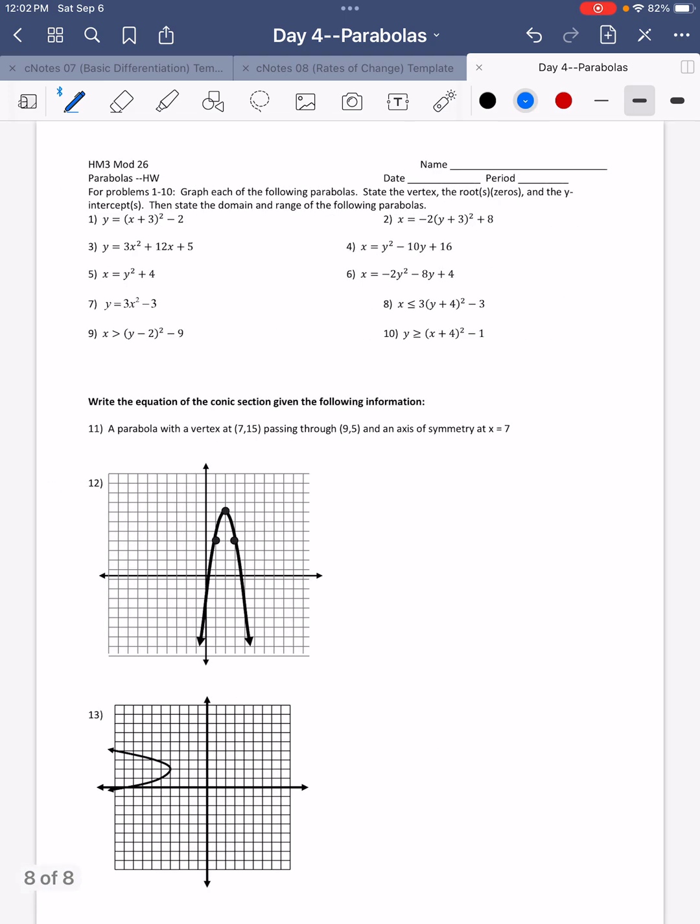All right. That is the end. This is the homework. Hopefully these points are a little bit nicer to you. Looks better there. Okay. Good luck.